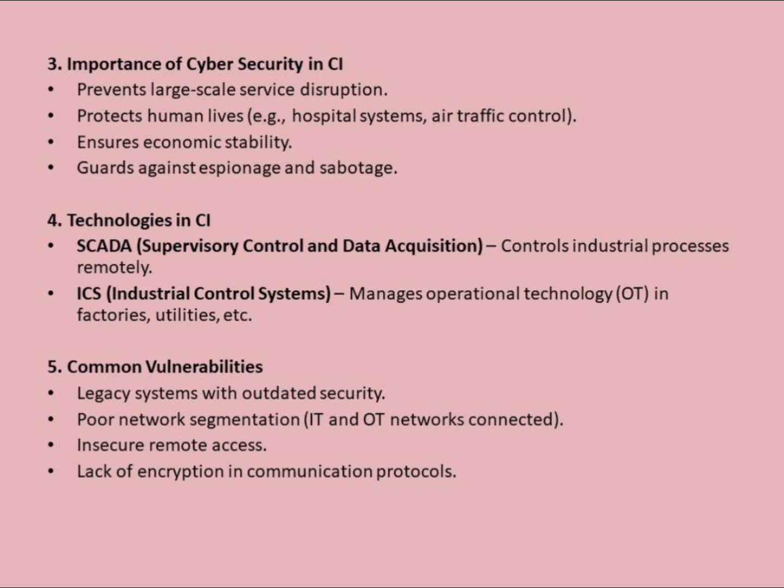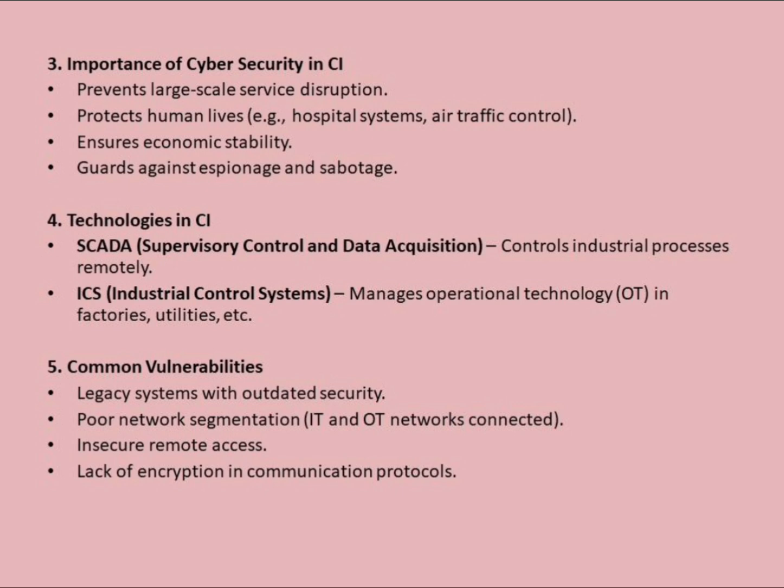Poor network segmentation, where IT systems like email are connected to OT, operational technology systems, can allow a hacker to move from a basic computer network into critical machinery controls. Insecure remote access is another risk, as poorly protected connections can be hijacked by attackers. Finally, the lack of encryption in communication protocols means that sensitive data can be intercepted or altered during transmission.